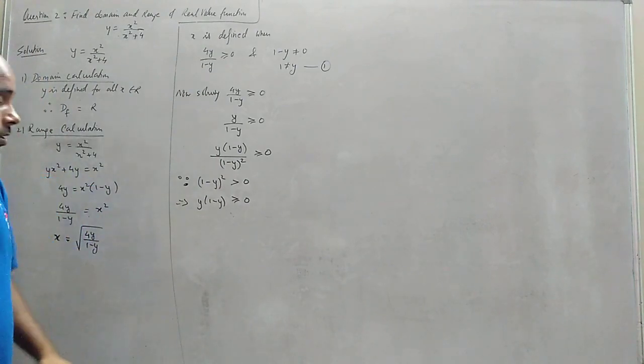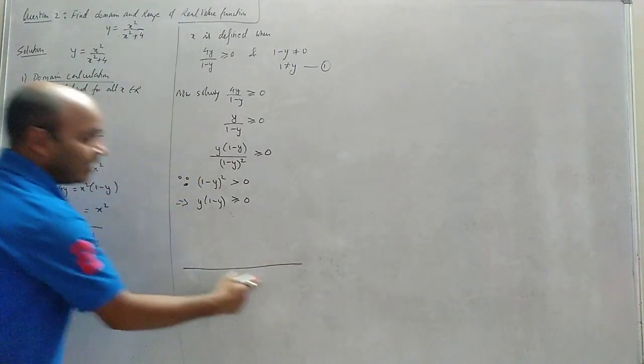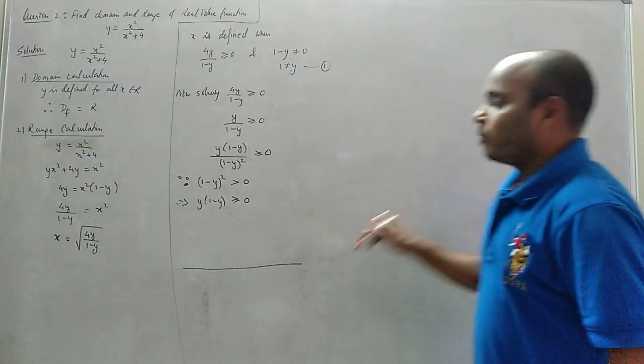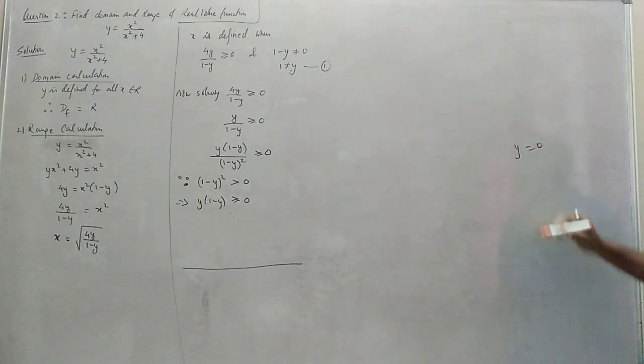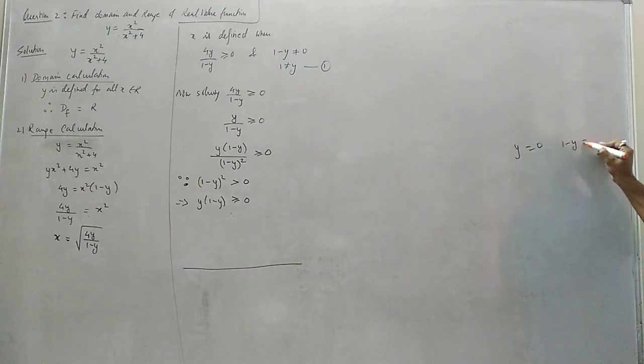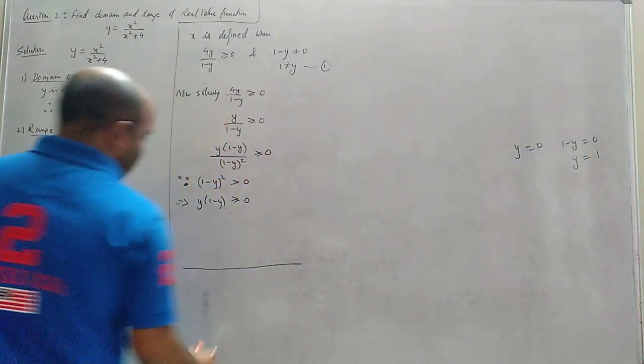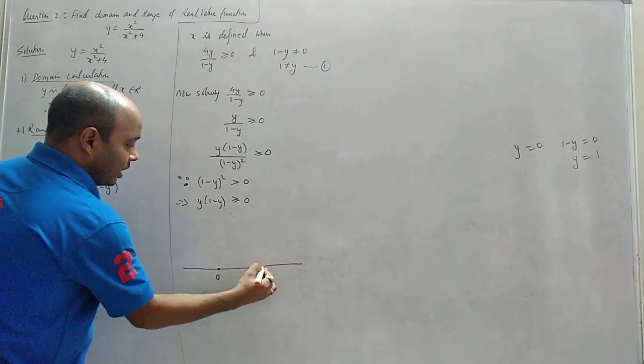Now what is your job? Make layer A. For making layer A, which is making the base, you need 2 points. How to make these points? Take the term y and make it 0. Then 1 minus y, make it 0. So what will you get? y equals 1, y equals 0. Clear? So 0 will come first, then 1.